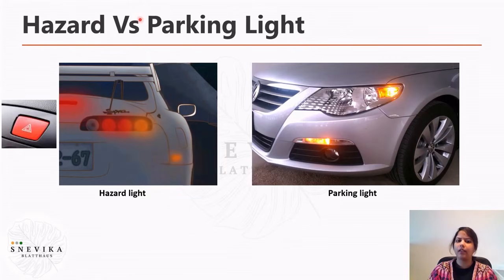And parking light is something you use if you are going to park in a built-up area, or you are going to stop for loading or unloading. So that is when this is used. So there is a difference. You use them in particular conditions. Hazardous light is for when there is a mishap, and parking light is used for normal parking.